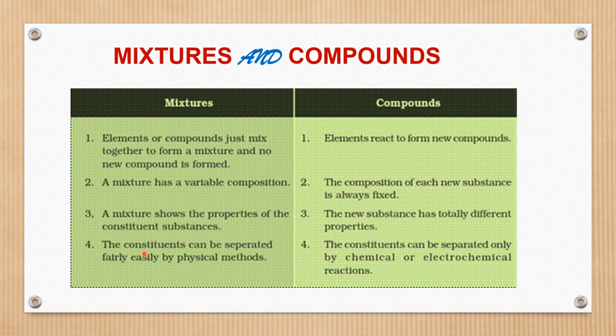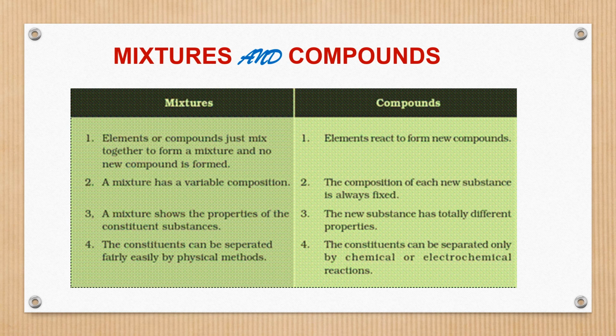The last point, the constituents of a mixture can be separated fairly easily by physical methods. Example, this same iron filings and sulfur mixture. Using a magnet, we can easily separate the iron filings. Okay, but iron sulphide is a compound, so it is not easy to separate iron and sulfur. So the last point for a compound: the constituents can be separated only by chemical or electrochemical reactions.